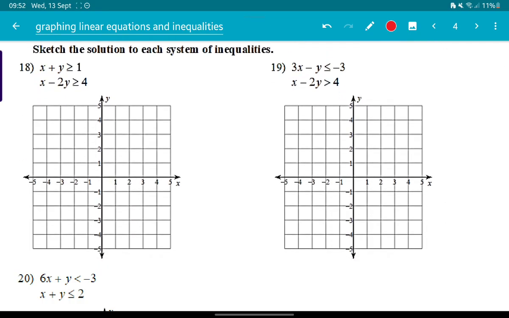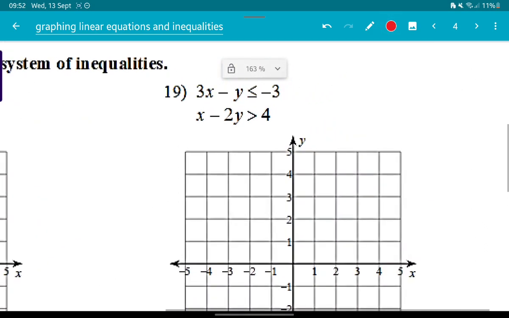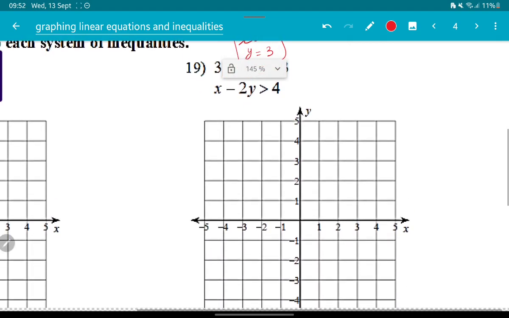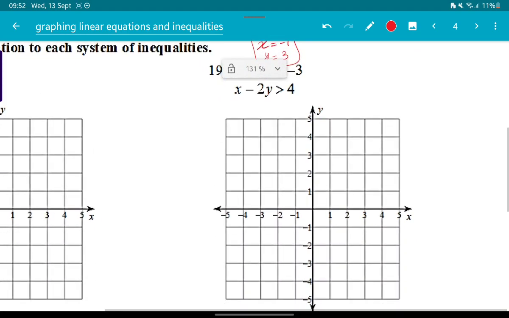In these examples, you need to do the same method but in two examples. The first one, how to graph this, it's 3x minus y less than or equal negative 3. When you cancel y, x will be negative 1 because negative 3 divided by 3. When you cancel x, y will be 3 because negative will be positive, and now you can graph this. But solid or dotted, it's solid because less than or equal. Negative 1 here, 3 here, and it's solid.